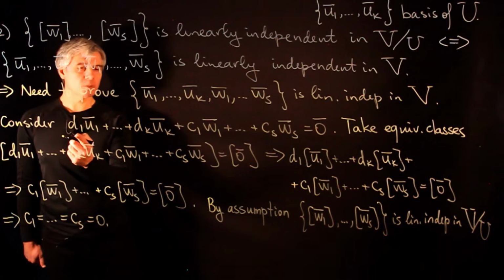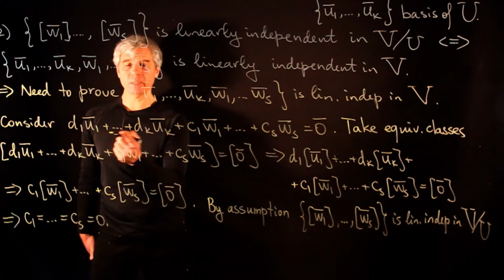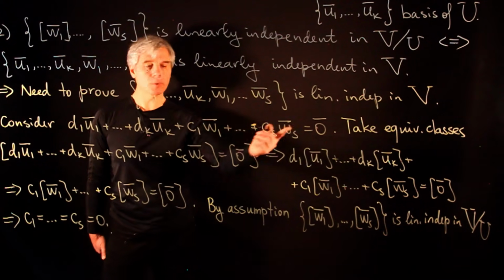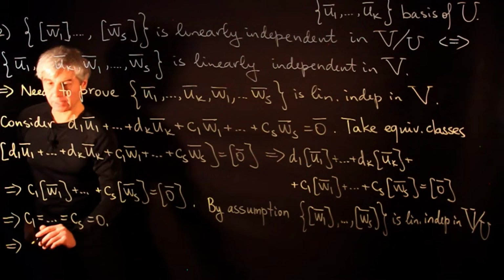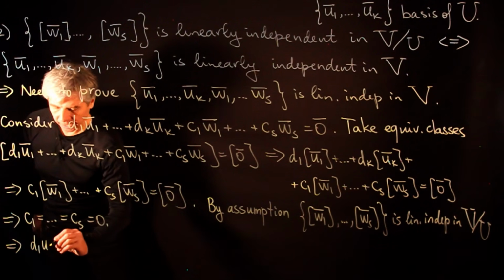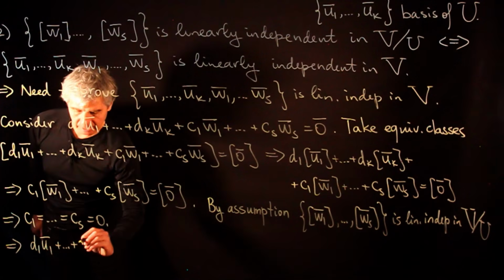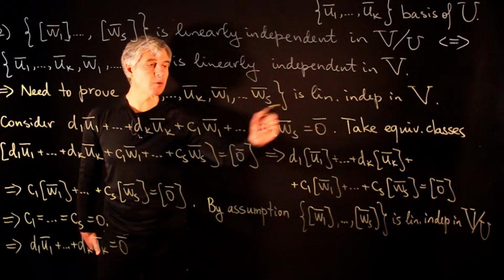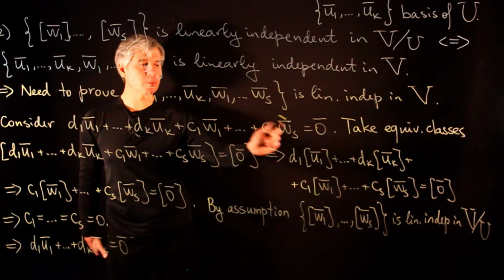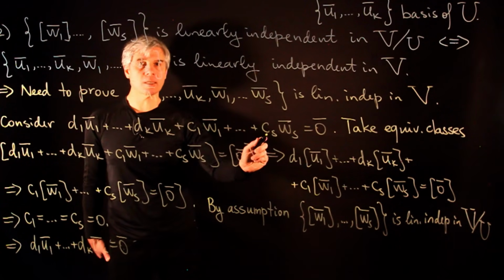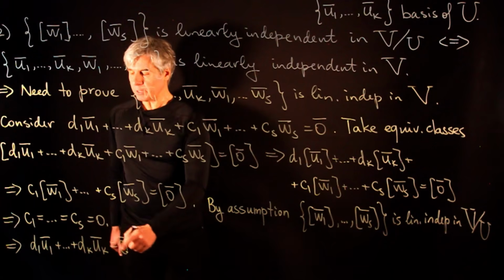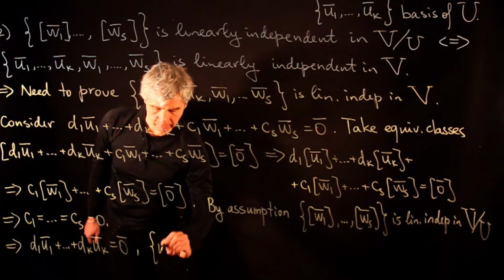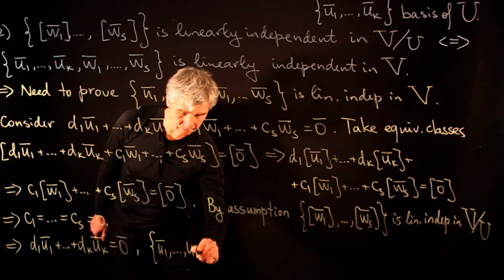But now we can go back to the larger linear combination where we have linear combinations of Uis and Wjs. And because all the C coefficients are equal to 0, it follows that the linear combination of U vectors, D1 U1 plus ... plus Dk Uk, must be equal to the 0 vector in our vector space V, because all other terms vanish since the coefficients C1 through Cs are equal to 0. But we were given that the set U1 through Uk is a basis of U. So we know that a basis is a linearly independent set.